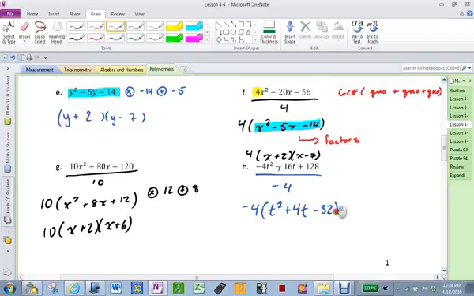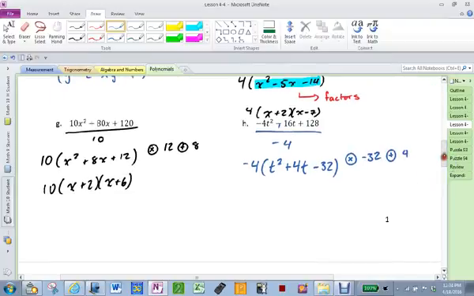What does a negative and a positive get? Negative 32. And then I say to myself, self, that's a trinomial, and it's got a 1 where the a should be. Do I need to check that for factoring? Yes or no, guys? Yes. What do I got to multiply to? Negative 32. What do I got to add to? 4. Don't say it out loud.